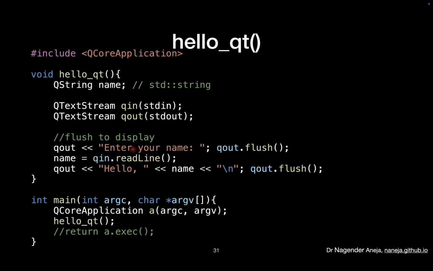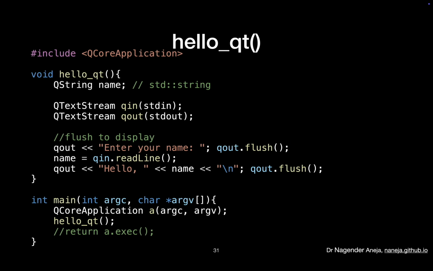Now, we'll say qout, enter your name, and this is a buffer actually. Enter your name is stored as a buffer in here, and we need to flush it out to display it on the screen. So we'll say qout.flush. So it stores this and then flushes, right? And then it is displayed on the screen.